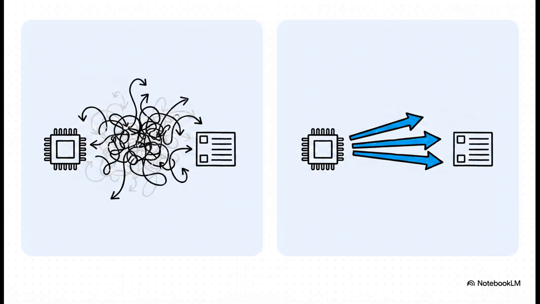RISC, true to its name, completely reduces this complexity. It keeps addressing modes simple, usually limited to just a few specific types. This ensures that every single instruction in its smaller set is used regularly and efficiently. So, if a test asks you to compare the memory addressing modes of CISC and RISC architectures, you need to clearly state that CISC has highly varied, complex modes, while RISC limits them to a simple, heavily utilized few.